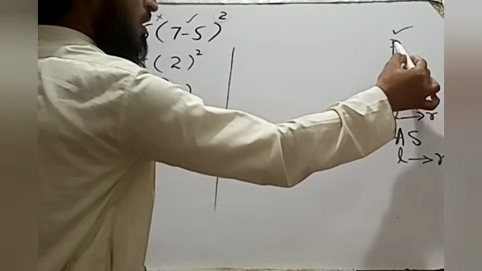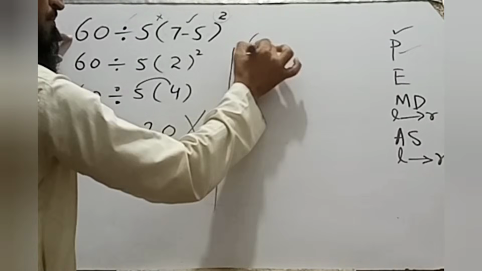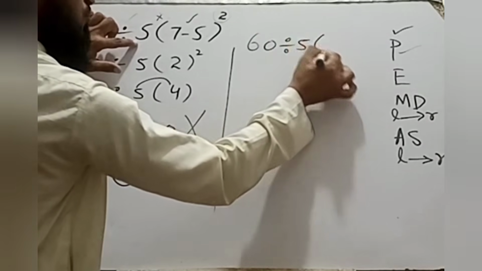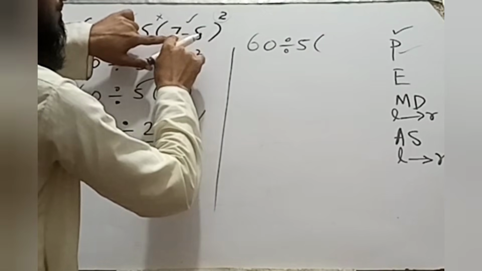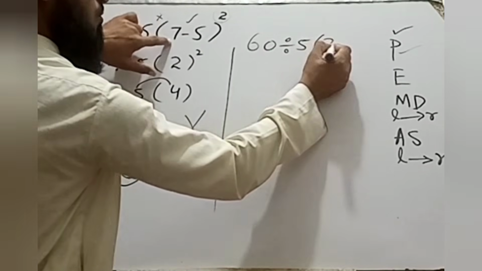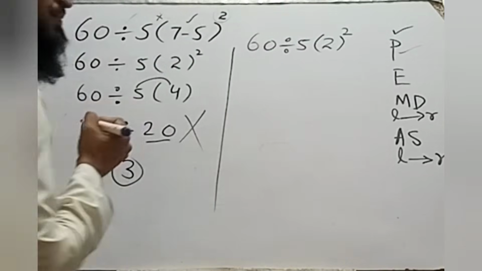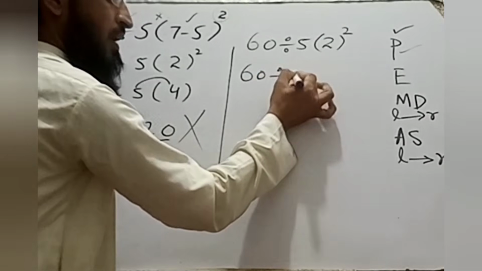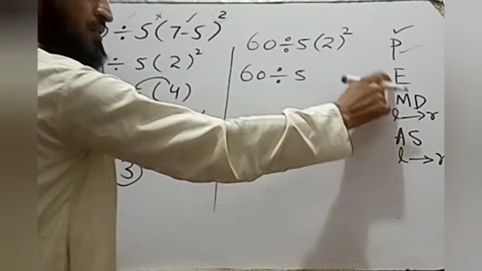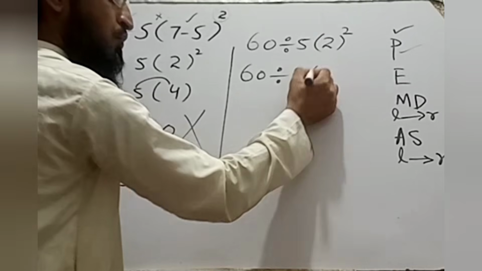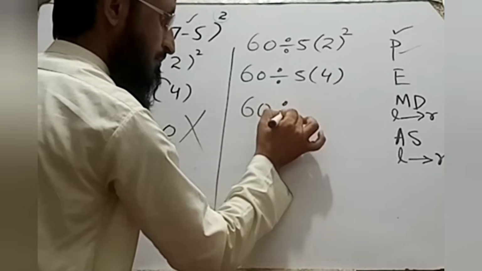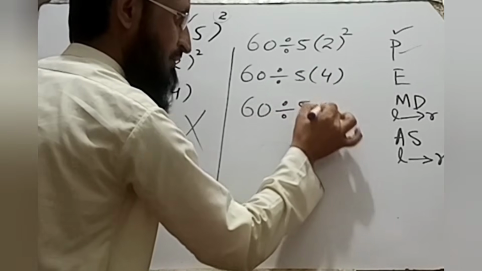First solve the parenthesis. 60 divided by 5 times (7 minus 5). 7 minus 5 equals 2, to the power 2. Then the exponent: 2 squared equals 4. So 60 divided by 5 times 4.